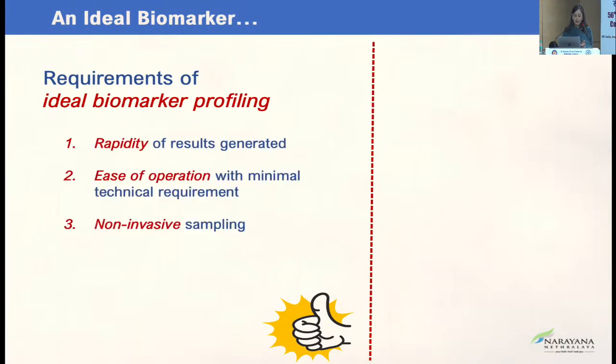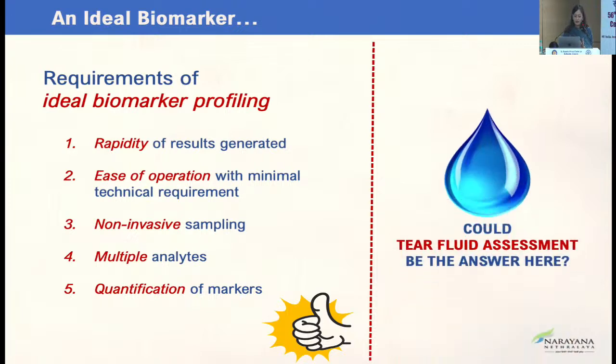So what is the ideal biomarker? It should give us the results rapidly. It should be done with ease of operation. It should be non-invasive first thing, and multiple analyses should be there. And we should be able to quantify whether these biomarkers are on the higher side or lower side, and when we treat the patient, whether the biomarkers are responding to the treatments, and whether it's coming low or not.